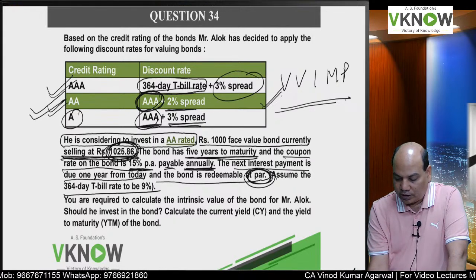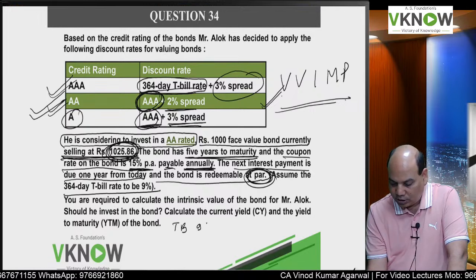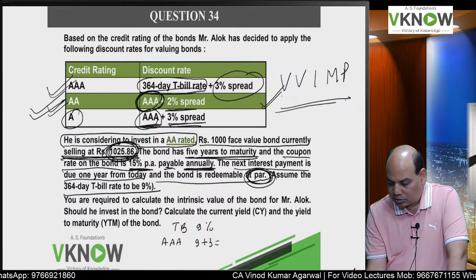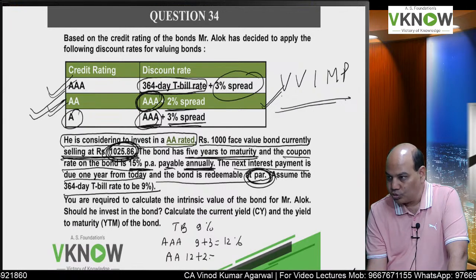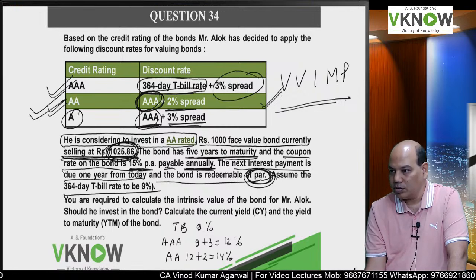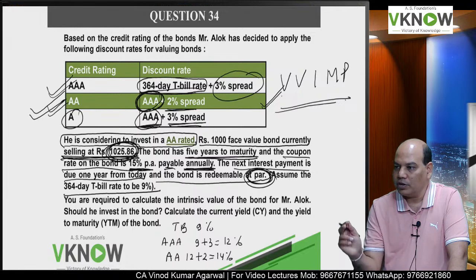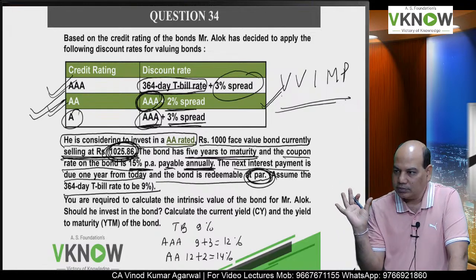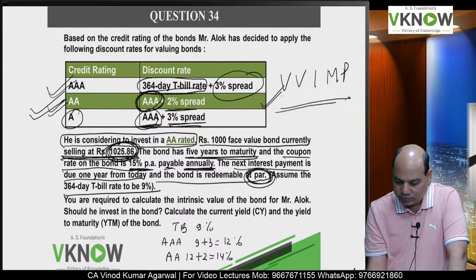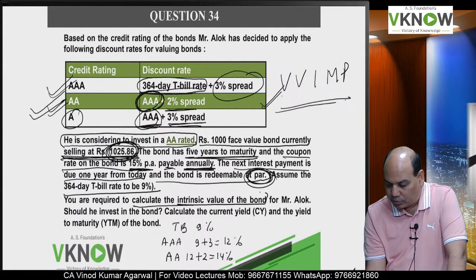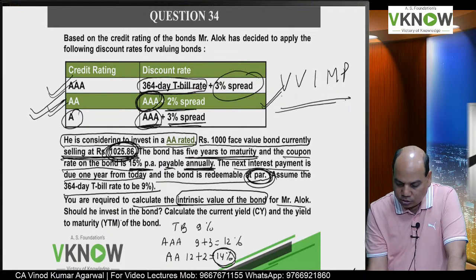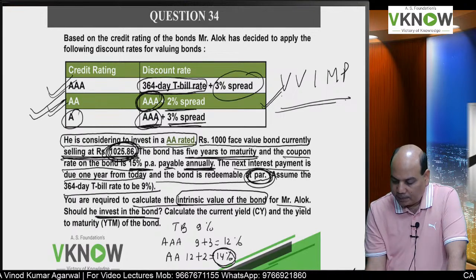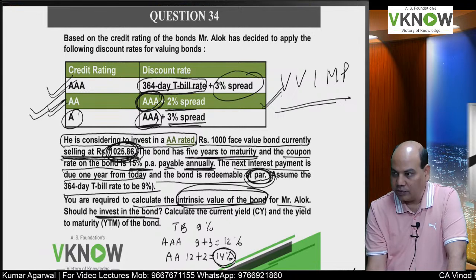Assume the treasury bill rate is 9%. An AAA rated bond discount rate will be 9 plus 3, 12%. And an AA rated bond will be 12 plus 2, that is 14%. So our discount rate for solving the question will be 14%. Compute the intrinsic value of the bond. For intrinsic value, I will take a 14% discount rate for Mr. Alok. Should he invest in the bond? Compare intrinsic value with current price.